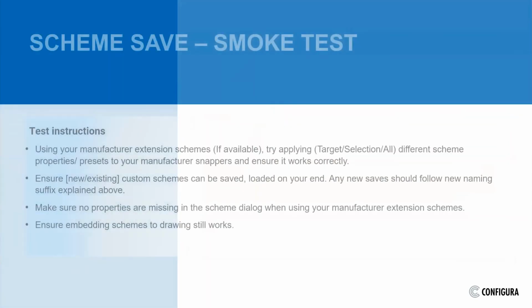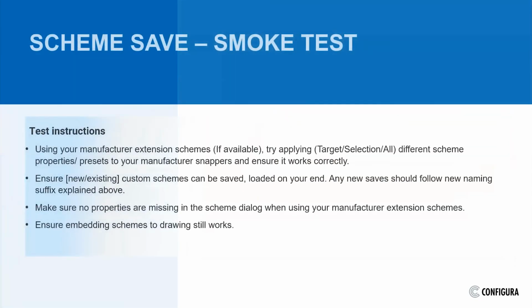Now, with all these new features, it's very important to make sure that the base functionality of Scheme still works for you. Following these test instructions, using your manufacturer extension schemes, if you have one, try applying through these 3 different methods: target, selection, or OR. You could try out different scheme properties and presets for your manufacturer snapper, and ensure it still works correctly.